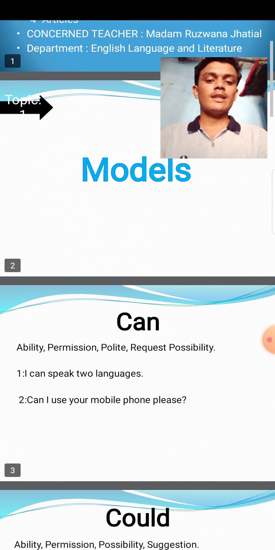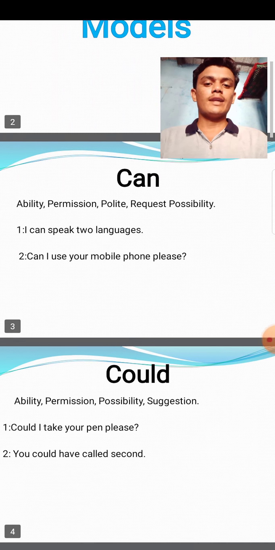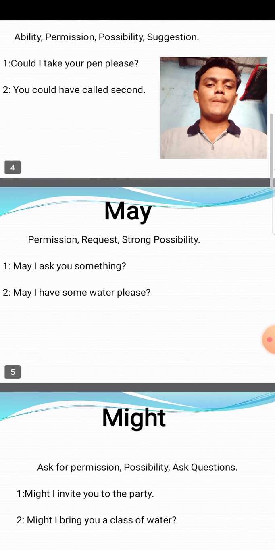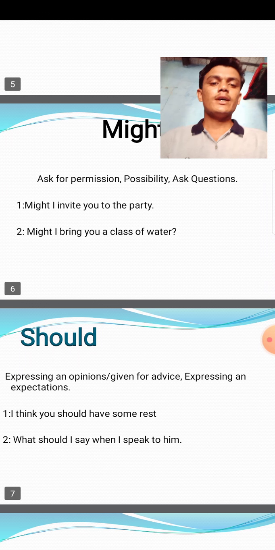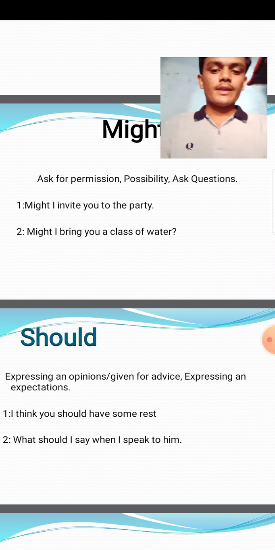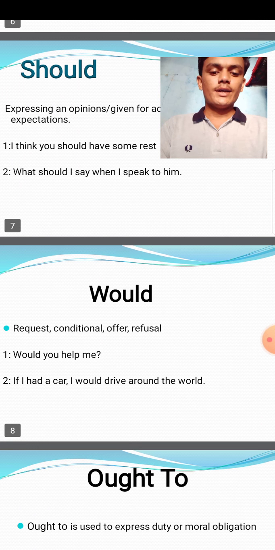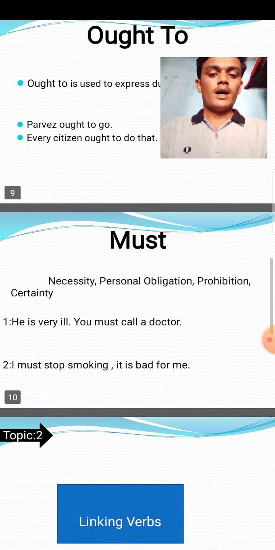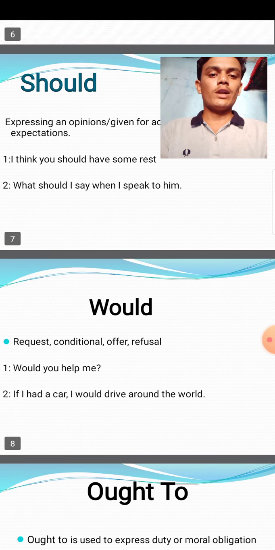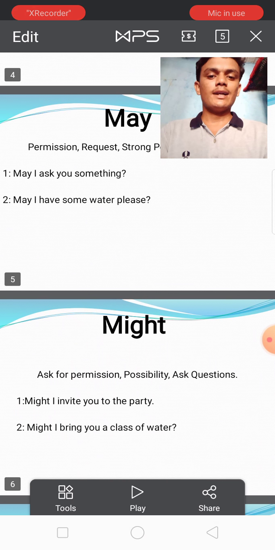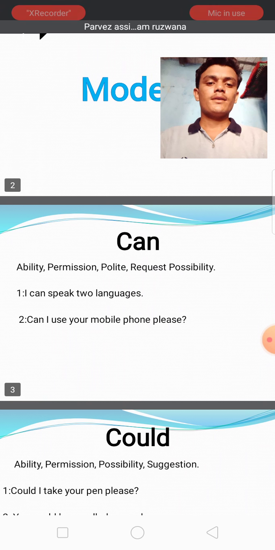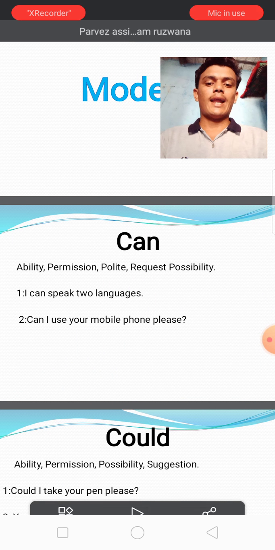The modal verbs are can, could, may, might, should, would, ought to, must. I will mention that the first modal is can.